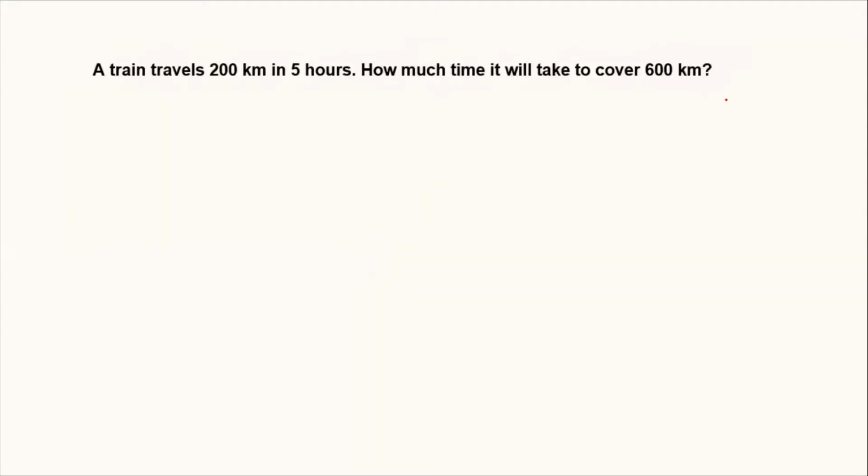Let's have another example. A train travels 200 kilometers in 5 hours. How much time will it take to cover 600 kilometers? Well, let us put this one in fraction form. 200 kilometers for 5 hours. 600 kilometers, we still don't know how many hours, so we're just going to put n. So let's do the cross multiplication.